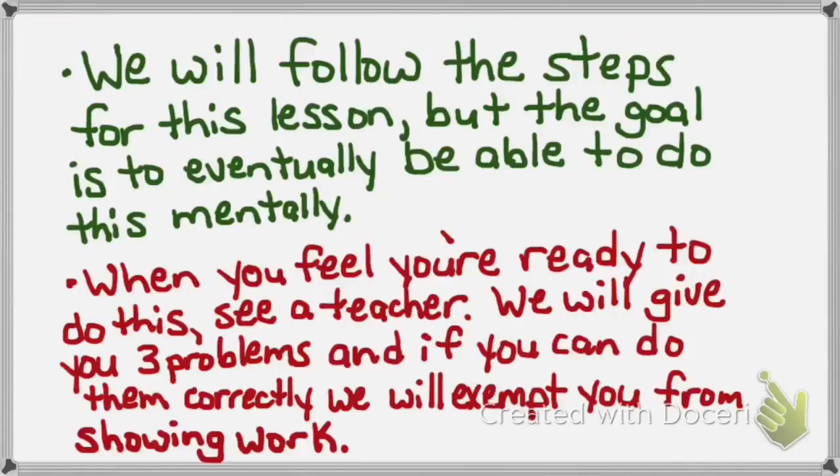So let's review. We follow the steps for the lesson and the worksheet, but the goal is to eventually be able to do this mentally. Whenever you feel that you're ready to do this, see a teacher. We'll give you 3 problems in class, and if you can solve them correctly, we'll let you know that you personally are exempt from showing the work.